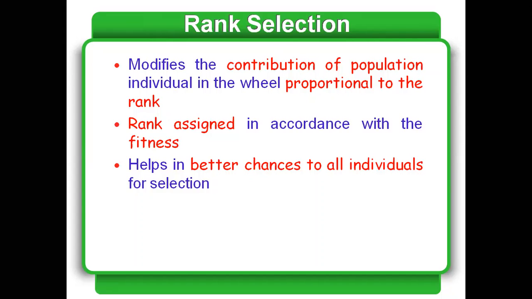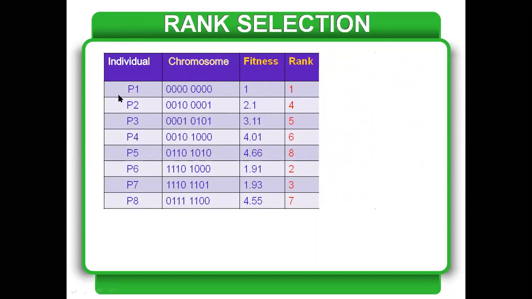Okay, so coming to this rank based selection, we'll take the initial example only. So ये आपके individuals हैं, these are your chromosomes, these are your fitness values. Now I start ranking them with the higher fitness getting the higher rank. So the least fit individual is given the first rank. So P1 has the least fitness, it is given rank 1. इसके बाद P6 has the next higher fitness, it is given 2. Higher than this we have P7, so it is given 3. P2 next, so it is given 4.